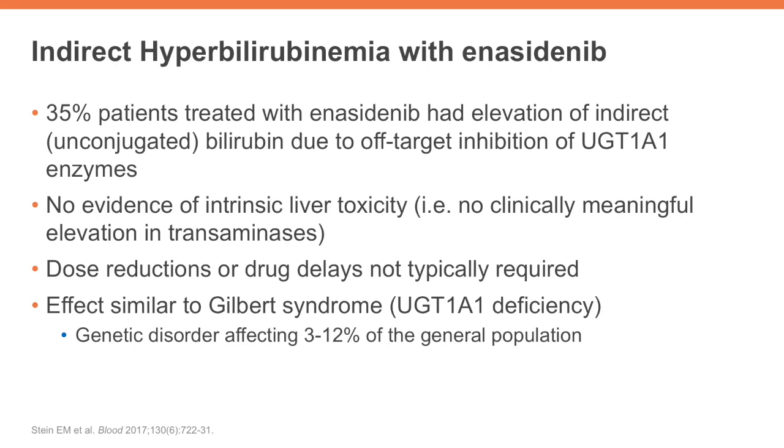In these patients, dose reductions and drug delays are not typically required. Typically, you see the bilirubin rise up to about 3 to 5, and then it actually seems to burn out over time. This effect is quite similar to Gilbert syndrome, which is a UGT1A1 deficiency, which of course is a genetic disorder affecting about 10% of the general population. And so this is just something to be aware of. If you see an elevated bilirubin level, you really want to make sure to review whether it's indirect or direct, and if it's indirect, it is most likely drug-related and not clinically significant, and you can continue treatment.